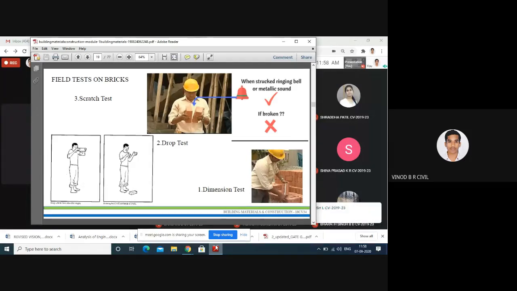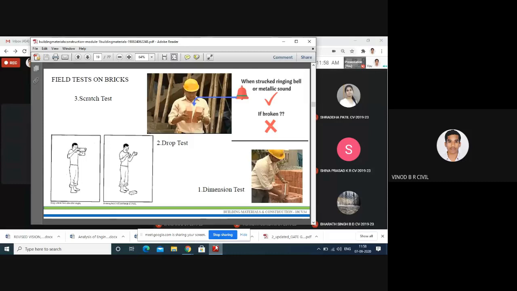Sometimes, for example, the first load has a different dimension, the second load has a different dimension, the third load has a different dimension. It should not be like that. For all the loads, all the bricks, almost 99% should be the same dimension.